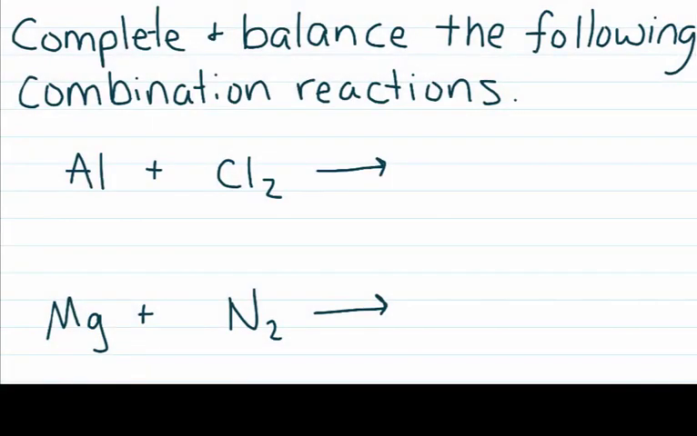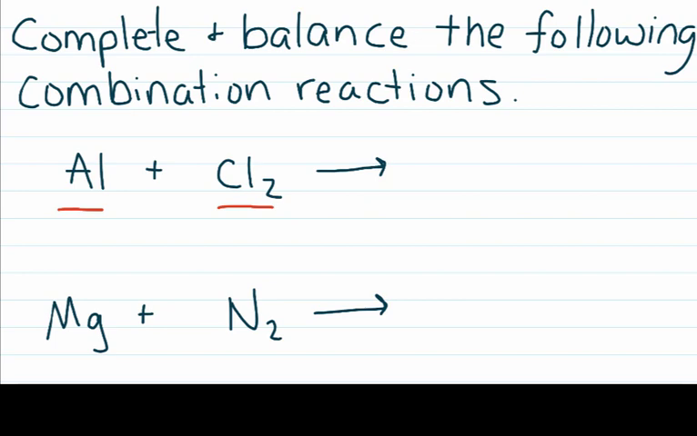Combination reactions are easy to recognize because a combination reaction will always have, for this course, just two elements. Aluminum is an element and chlorine is an element. There are no compounds over here. They're each just single elements. A combination reaction means those two elements will react to form a single compound.